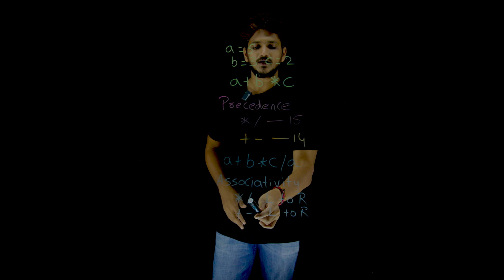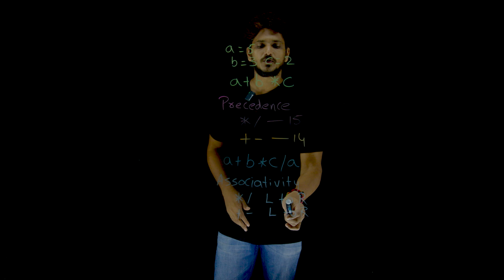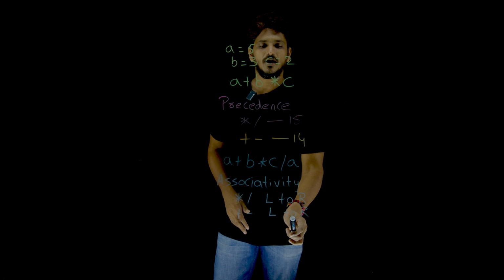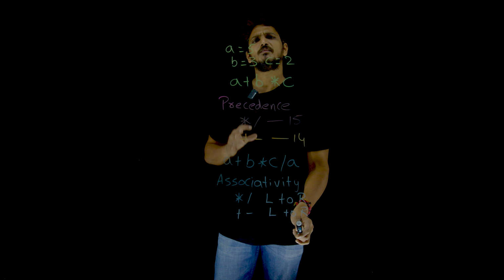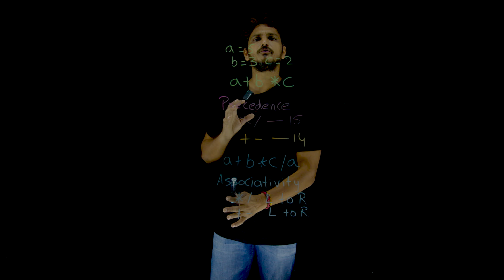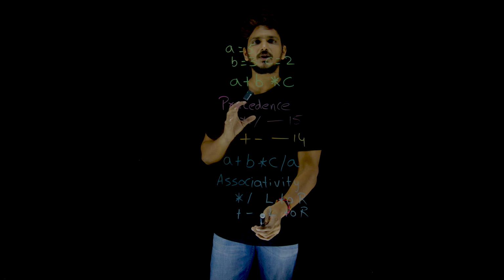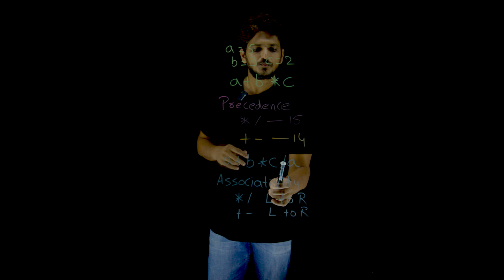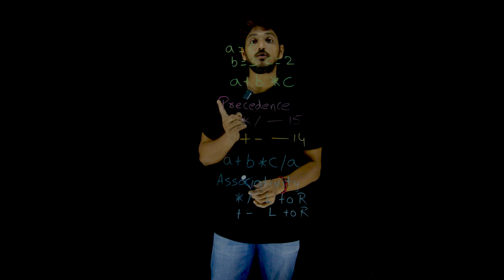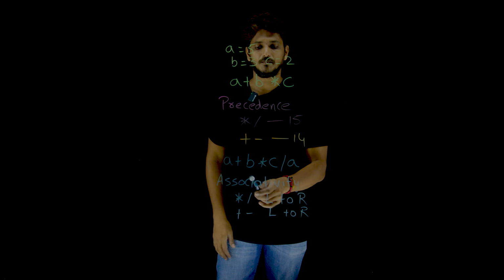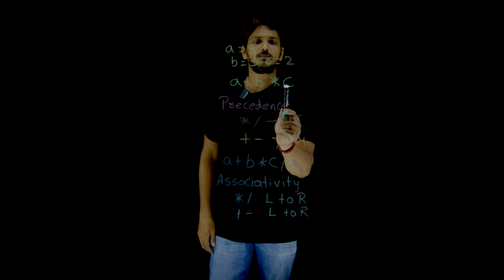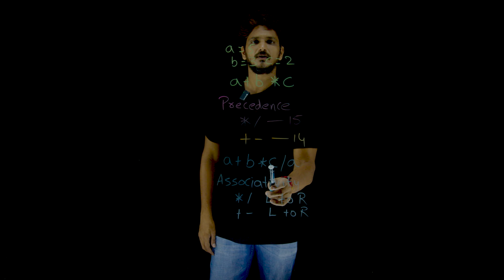Multiplication and division are going to be evaluated left to right. Plus and minus are going to be evaluated left to right. Some operators will go right to left. In this example, both are going left to right. So whenever you have both the same symbols, you have to evaluate left to right. Means A plus B multiplied by C, first this is going to happen. B multiplied by C means 3 times 2, 6.